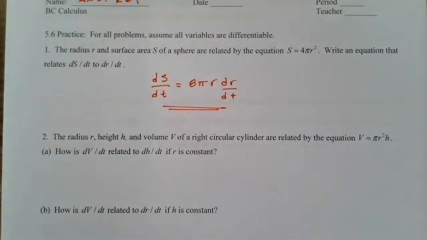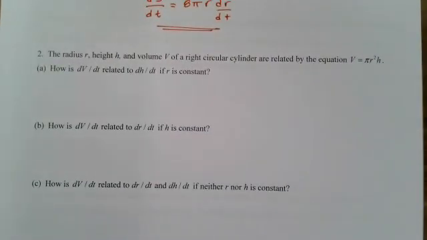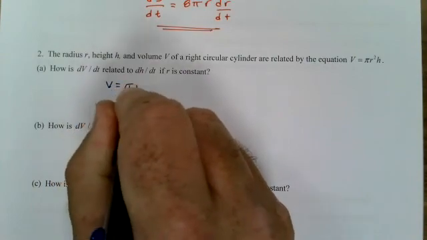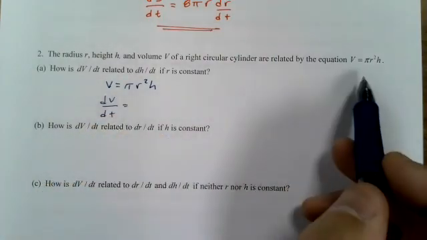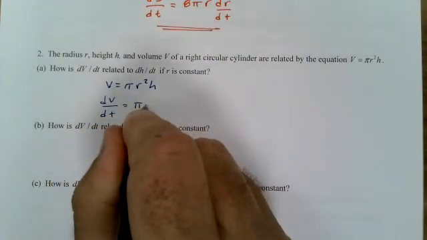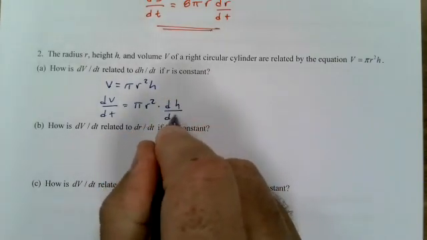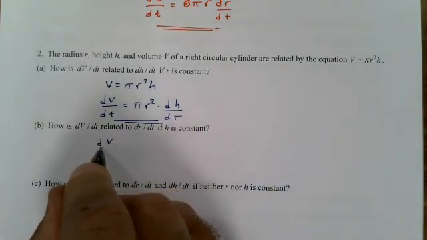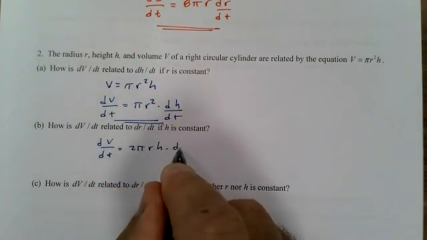Radius, right side of V equals pi r squared h. How is dV/dt related to dh/dt if r is a constant? Well, I like these problems. They're making you think a little bit. So in that case, when V equals pi r squared times h, dV/dt, r is a constant, equals pi r squared dh/dt. If h is a constant, dV/dt equals 2 pi r h dr/dt.